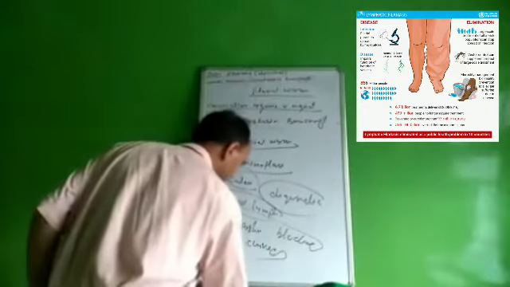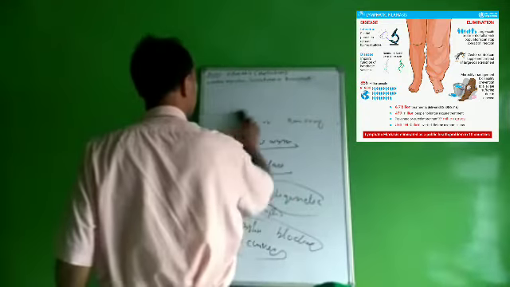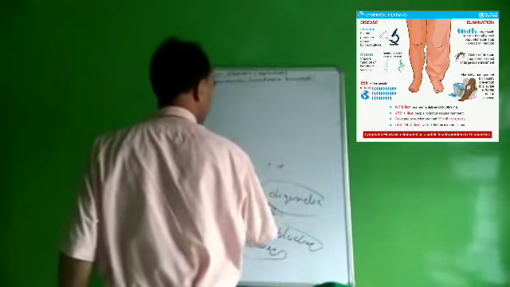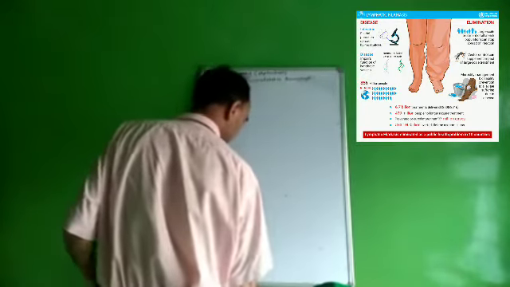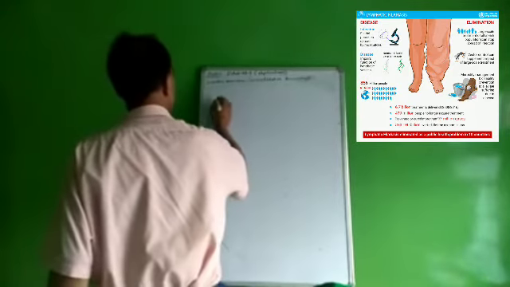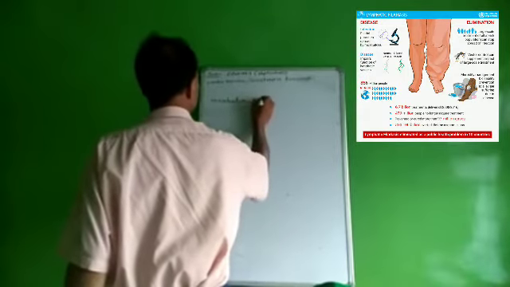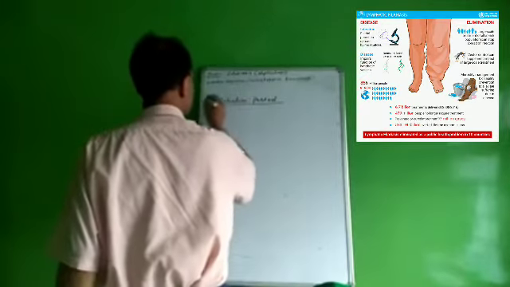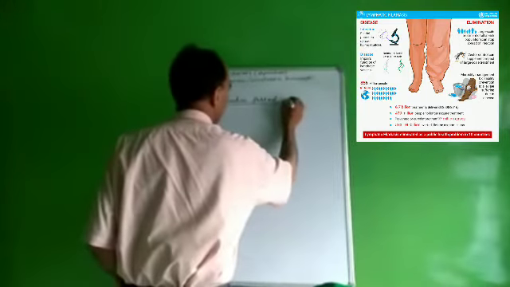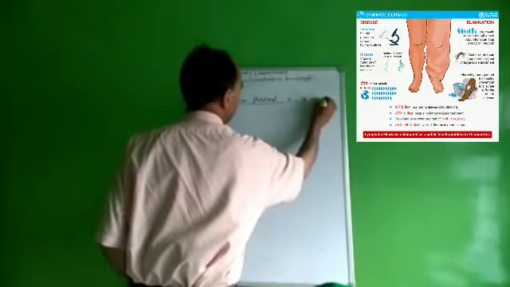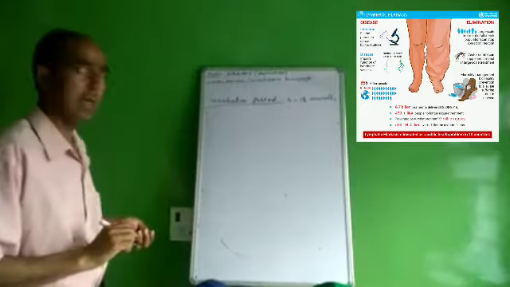If you go for the incubation period of this disease, filariasis, elephantiasis, the incubation period is 5 to 18 months. It is the incubation period of filariasis, or we call it elephantiasis.